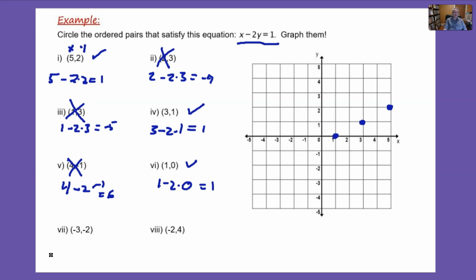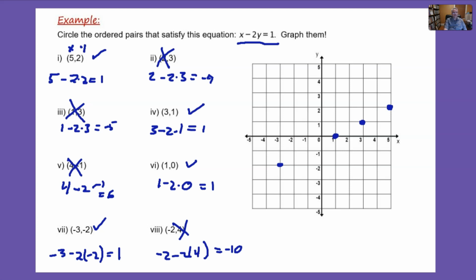Negative 3, negative 2. Negative 3 for x minus 2 times negative 2 is negative 3 plus 4, which is 1. Yep, it's supposed to equal 1. That one works. So negative 3, negative 2 is right there. And finally, negative 2, 4. Negative 2 minus 2 times 4 is negative 10, which doesn't work. So of these, 4 points worked, and sure enough, they lie on a line.